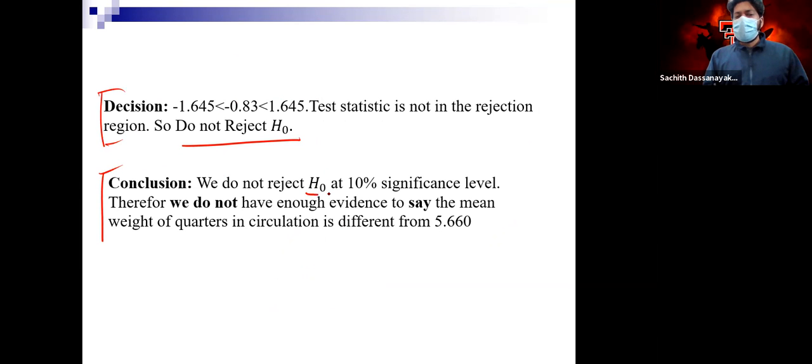Do not reject H naught at this significance level. So we do not have enough evidence to support the researchers' claim. These two sentences are a little bit important, the first sentence and the second sentence, especially from here to here.